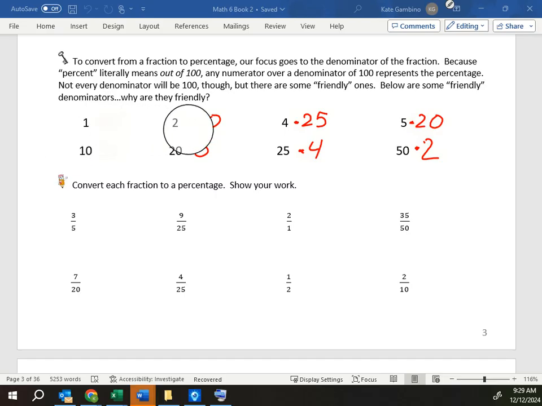Any questions on this objective? We are not using calculators on this objective, and this is one that we need to know how to convert without a calculator.